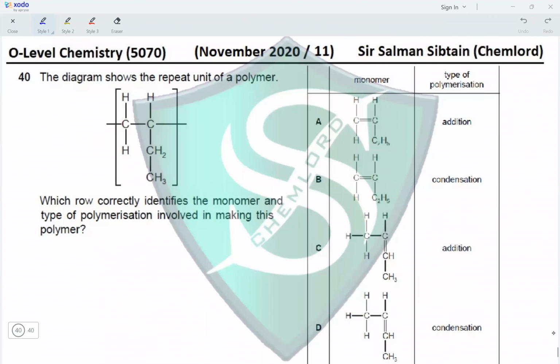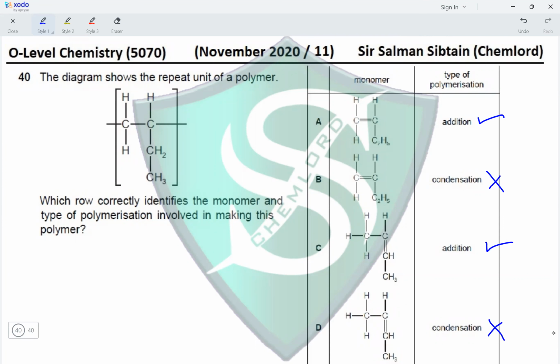Question 40. The diagram shows the repeat unit of a polymer. Okay, looking at this repeat unit, there is no ester or amide bond. So this is an addition polymer, not a condensation polymer. So option A has addition, B has condensation, so eliminated. C has addition, D has condensation, so eliminated. So we are left with A and C.